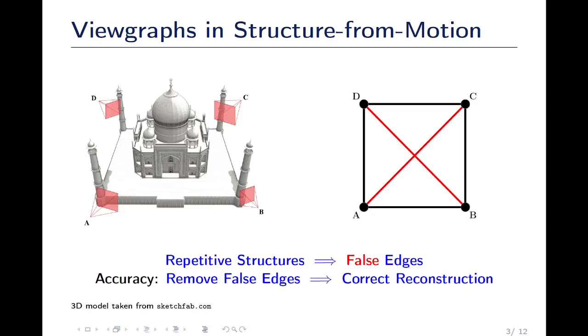Now, we provide another example where the scene contains repetitive structures, which leads to false edges in the view graph. These false edges need to be removed to obtain a proper reconstruction. We call this task the disambiguation task in structure from motion.